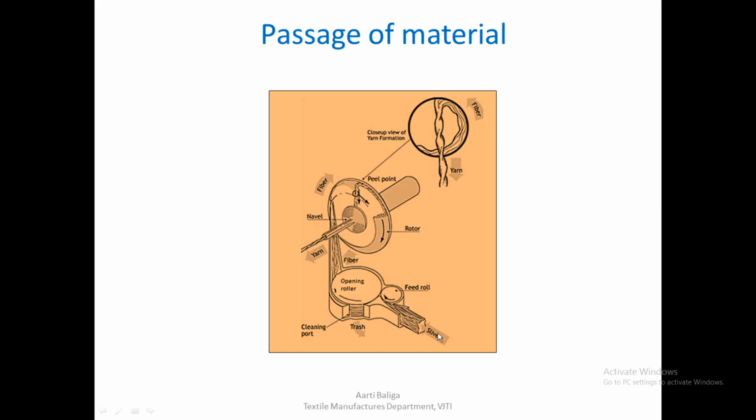Let us see the parts that are involved. The sliver is fed through the feed roller and a feed plate to the opening roller. The opening roller opens the fiber to the individual level and directs those fibers towards the rotor, where the fibers get collected in the rotor groove. And here we insert the CDN through a draw-off tube and nozzle, and the yarn is simply collected. The twists are inserted because the rotor rotates, which holds the yarn in its groove.